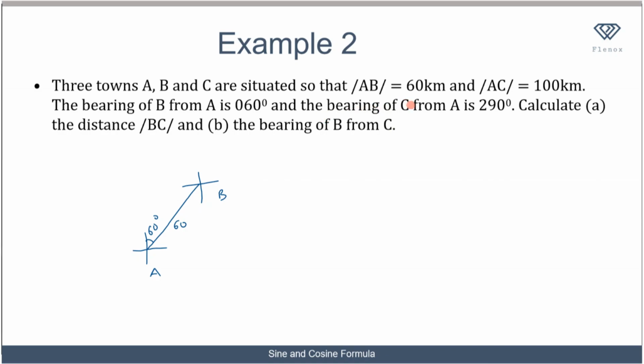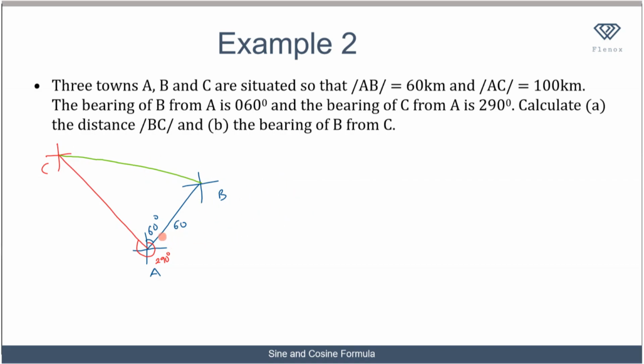Also, I'm told that the bearing of C from A is 290 degrees. So I measure a bearing of 290 degrees, and 290 degrees will lie in the fourth quadrant. So I have something like this, and I draw a line that moves up, and this is my point C over here. Now the first question asks me to find the distance BC, so I draw a line from point B to point C.